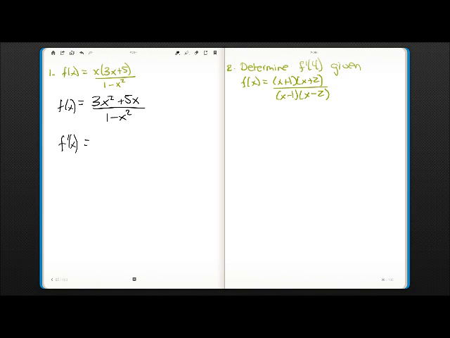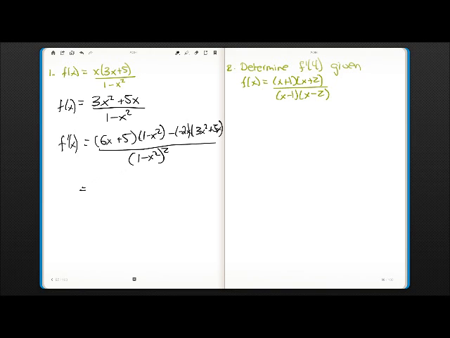So the derivative would be the derivative of the top, so that'll be 6x plus 5, times the bottom function, 1 minus x squared, minus the derivative of the bottom function, so that's just minus 2x, times the top function, so that's 3x squared plus 5x, all over 1 minus x squared, and then you just square it again on the entire function.